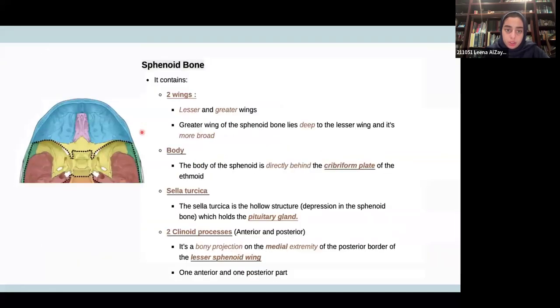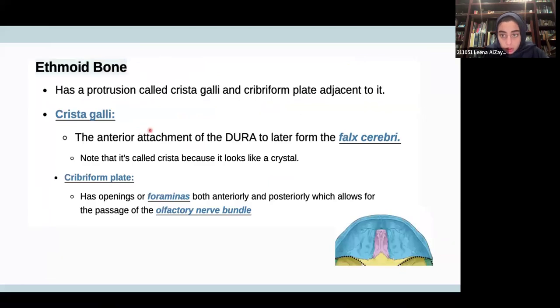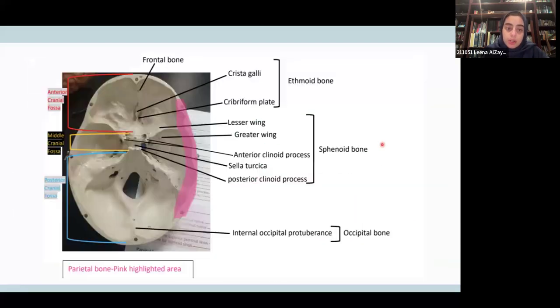Or was it the crista galli, sorry, not the cribriform plate. The cribriform plate, olfactory nerves. The crista galli is the falx cerebri. So over here, when you see the crista galli, which is on the top, it's where the attachment occurs. The sides where there are holes, which is the cribriform plate, is the olfactory bulb area.